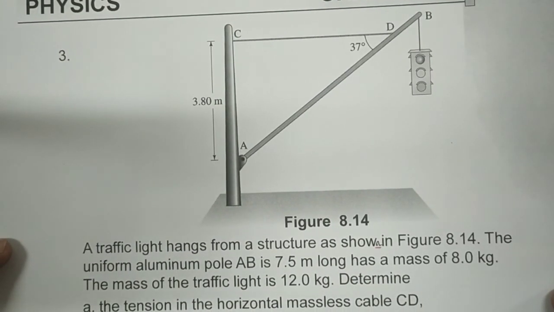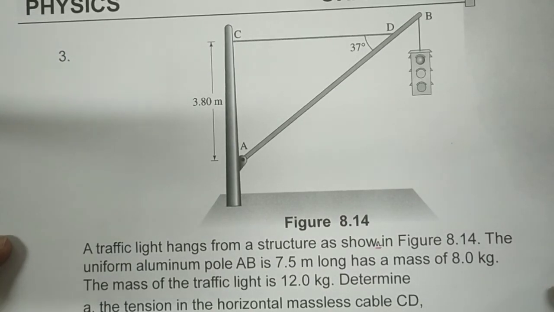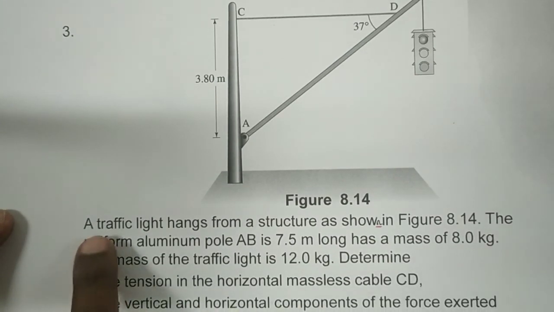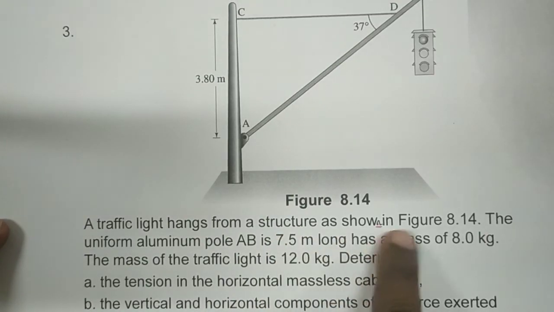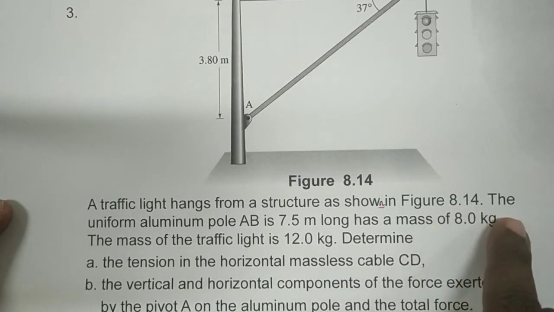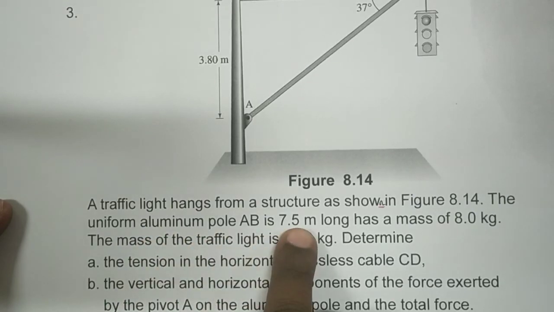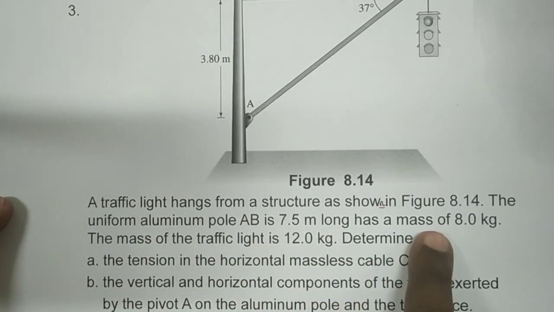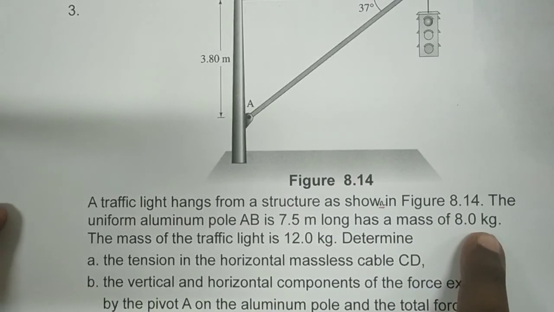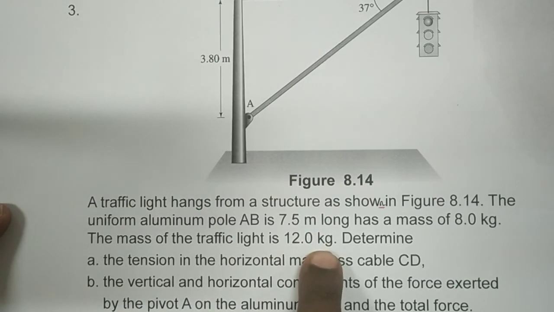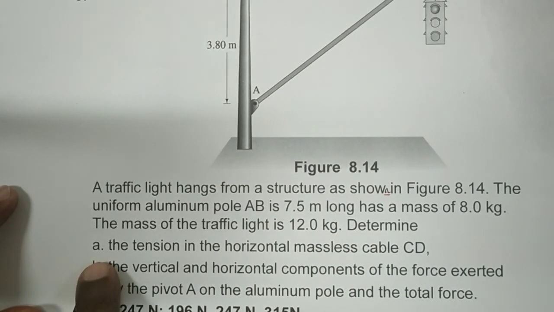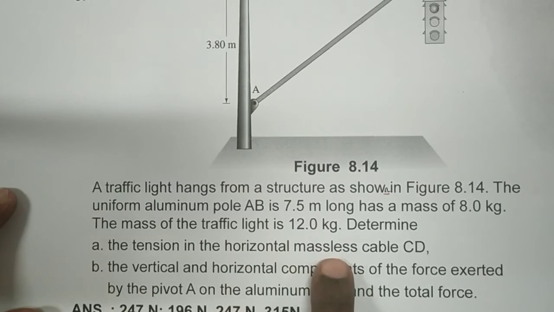Hi all, today we're gonna attempt another problem solving related to an equilibrium of a uniform rigid body. A traffic light hangs from a structure as shown in figure 8.14. The uniform aluminum pole AB is 7.5 meter long, has a mass of 8.0 kilogram. The mass of the traffic light is 12.0 kilogram. Determine A. The tension in the horizontal massless cable CD.